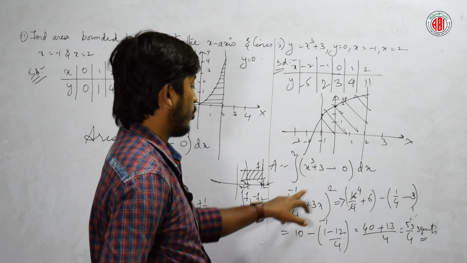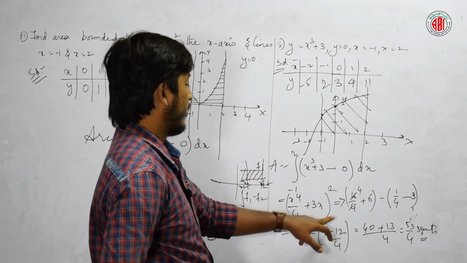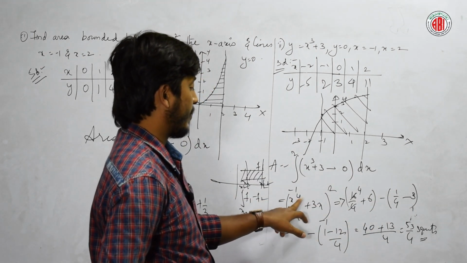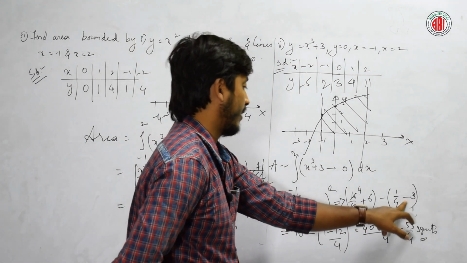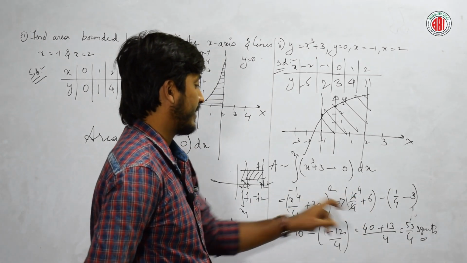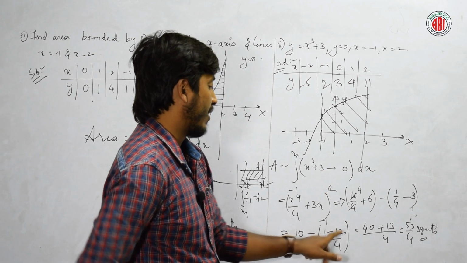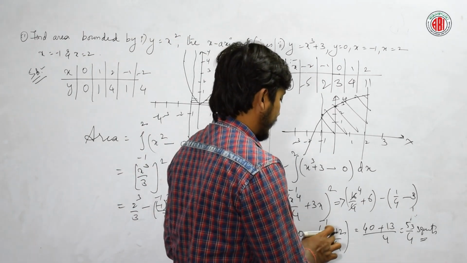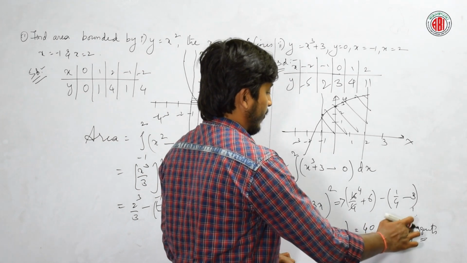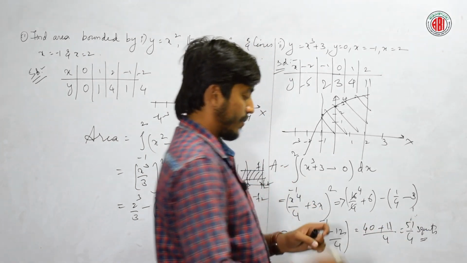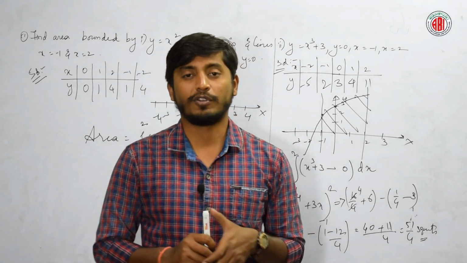Here it is x power 4 by 4 plus 3x. If I substitute, 2 power 4 is 16, 16 by 4 plus 3 twos are 6, minus, let us substitute minus 1. Minus 1 power 4 is plus 1 by 4. Here minus 3. 4 plus 6 is 10 and here LCM is 4. 4 threes are 12. That is 1 minus 12, that is minus 11, minus to minus plus 11, 40 plus 11, that is 51 by 4 square units. Clear? Shall we move on to the next problem?